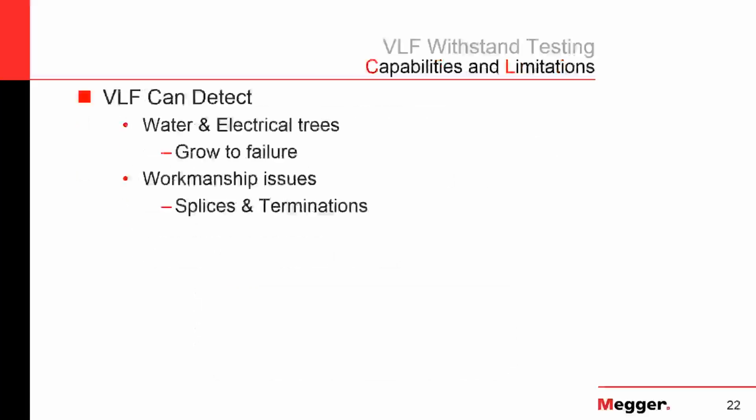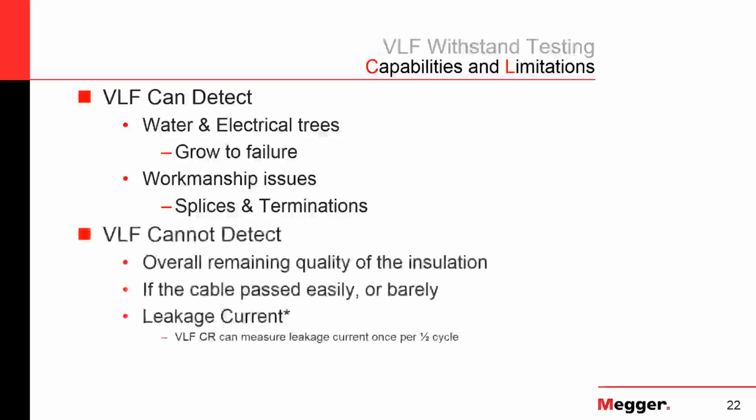So what can VLF detect? Pretty much water trees and electrical trees or other significant defects in the cable system. Workmanship issues in splices and terminations. If splices were made poorly, these are the types of things that it can find.